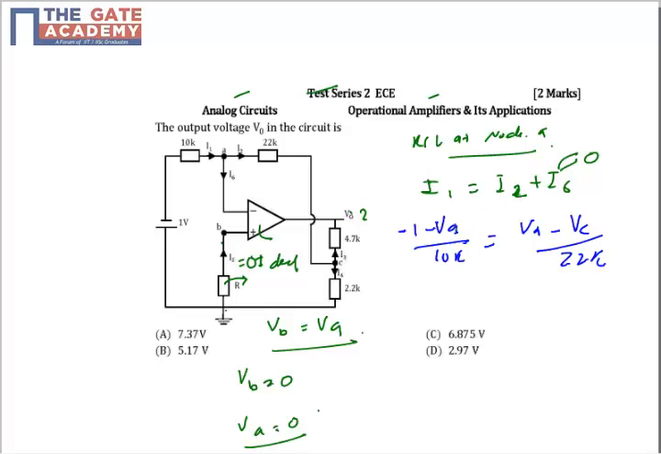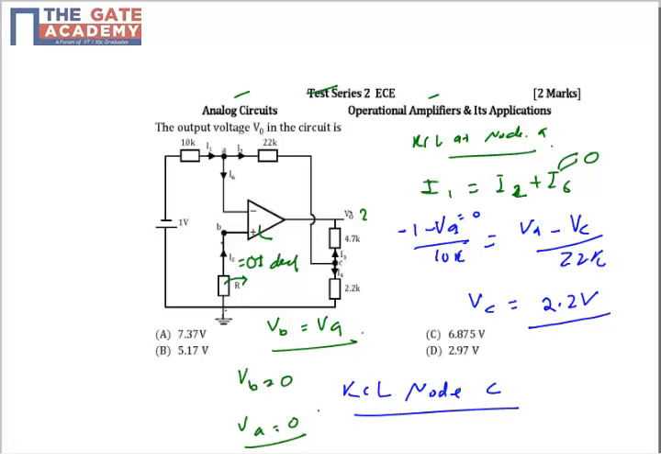From this equation we know that VA is 0, which we have proved. Just put the value of VA equal to 0 and you will get the value of VC as 2.2 volt. We know the value of VC is 2.2 volt. Next we need to apply KCL again at node C.